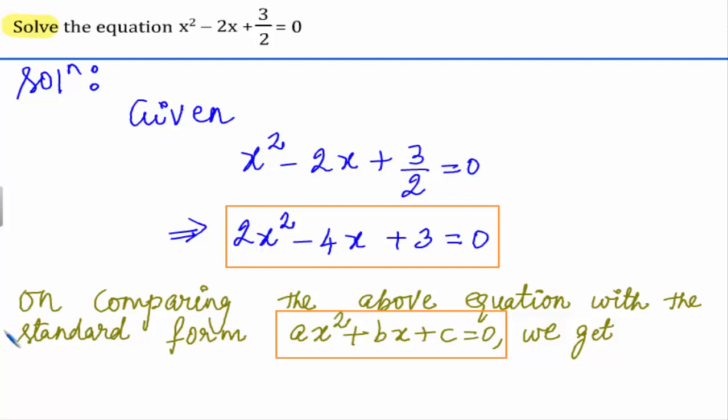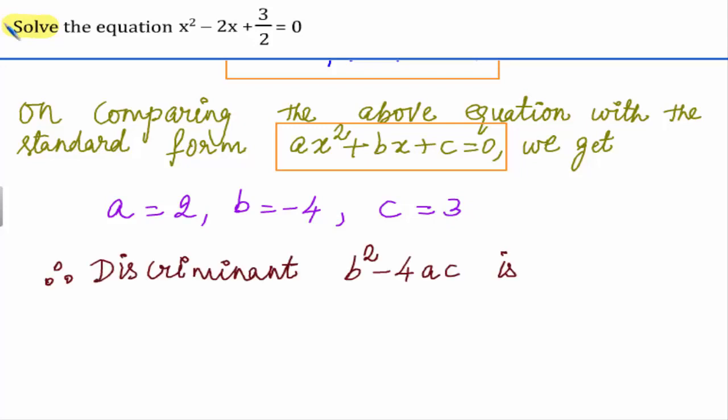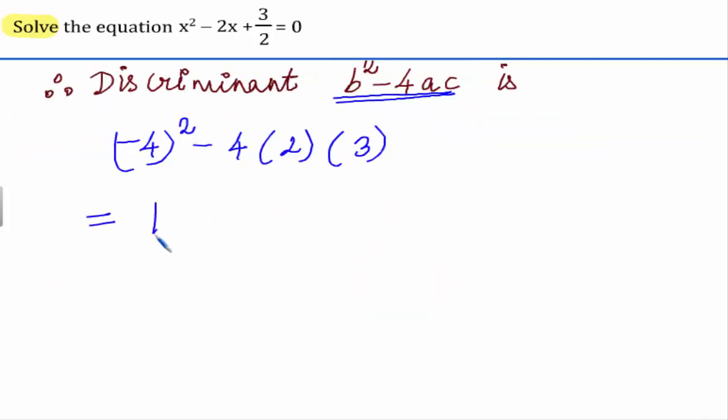a is equal to 2, b is equal to minus 4 and c is equal to 3. Therefore, discriminant b square minus 4ac is minus 4 whole square minus 4 multiplied by 2 multiplied by 3. This will be equal to 16 minus 24. This equals minus 8. Therefore, discriminant is equal to minus 8.